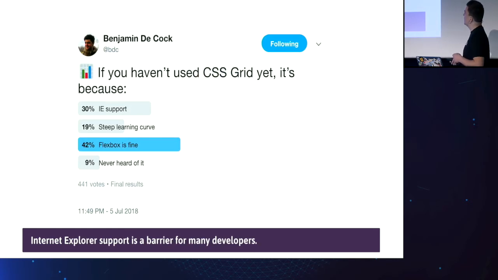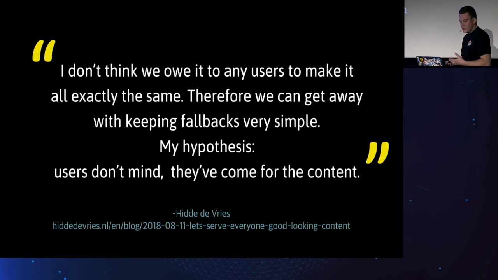Benjamin asked on Twitter, if you haven't used CSS Grid yet, it's because, and 42% said Flexbox is fine. Well, if it's fine, it's cool. But 30% said IE support, and I think that's a bad thing because we have cool new stuff. We have grid, we have clip path, shapes, we have mix-blend-mode, and so on. Many cool new things we always wanted, and we should use them. But we shouldn't force support on older browsers. So the key here is to apply progressive enhancement and give cool modern browsers cool stuff and provide fallbacks for older or less capable browsers.